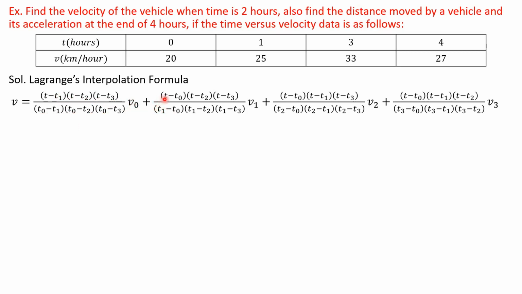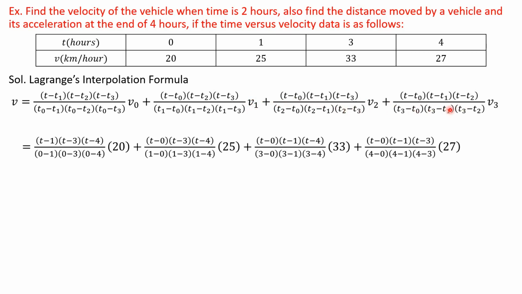Similarly, plus t minus t0, and now we are excluding this term, okay? T minus t1 we are excluding. We're directly going for t minus t2, t minus t3. Okay, in denominator just replace t by t1, t1 minus t0, t1 minus t2, t1 minus t3 into output for t1, which is v1. Okay, similarly these next two terms, now put values.